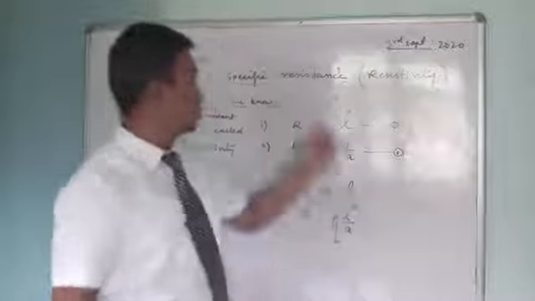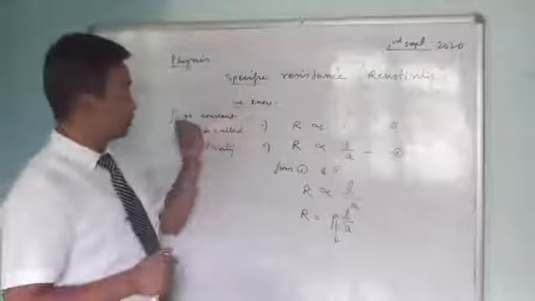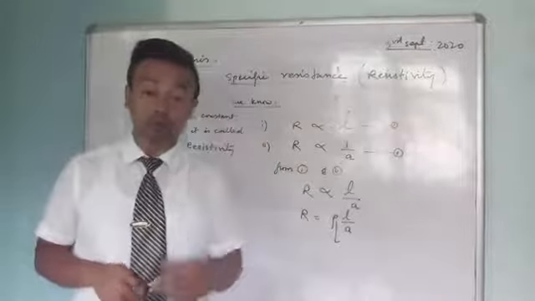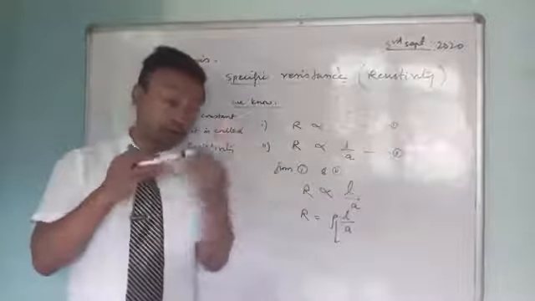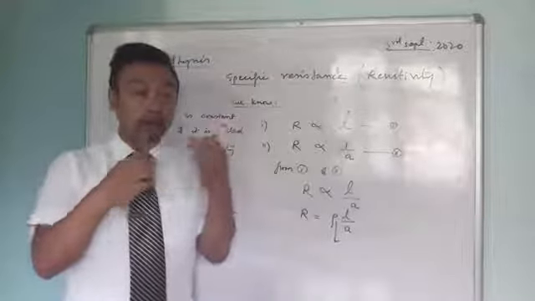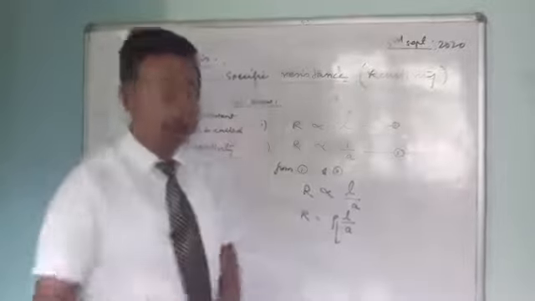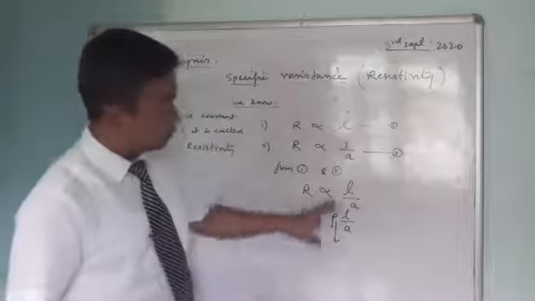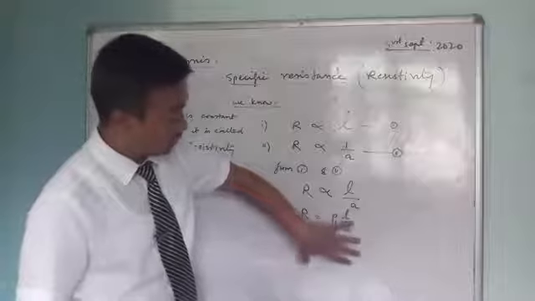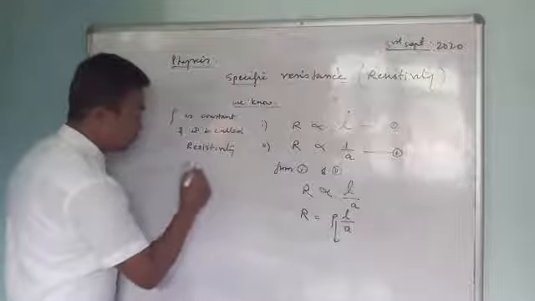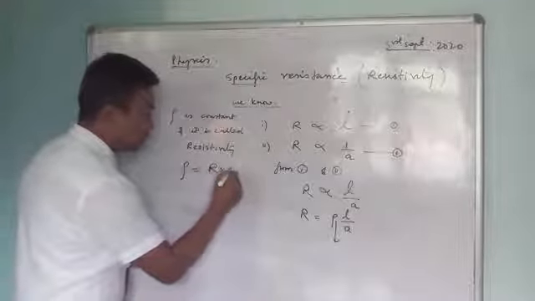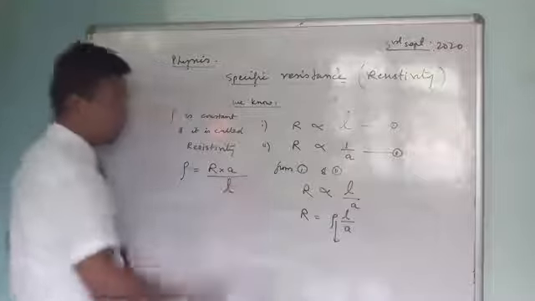Resistivity, or it is also called the specific resistance. The value of the resistivity or the specific resistance will be different for different materials. Suppose I take two different wires made up of different materials, so their value will be different for different materials. So from this equation we can get the formula of the resistivity. Resistivity is equal to R into A divided by L.